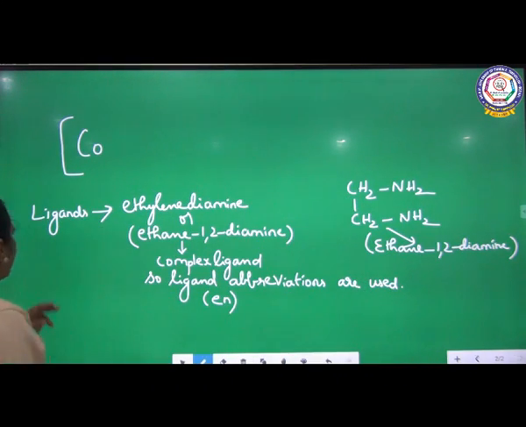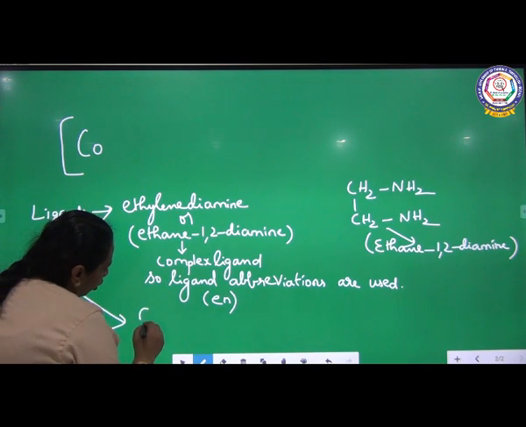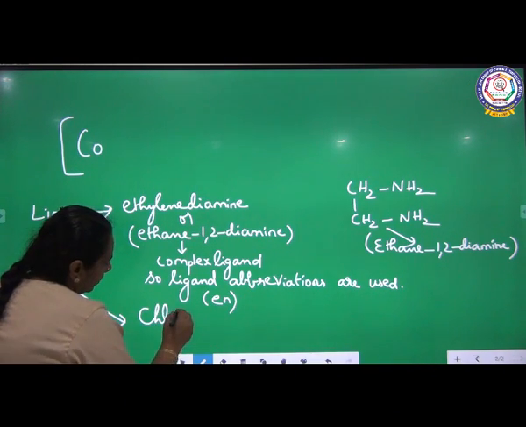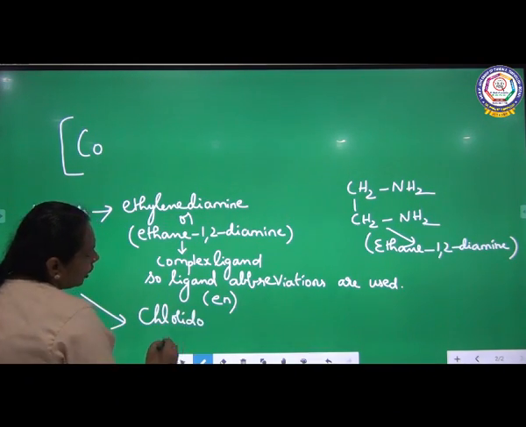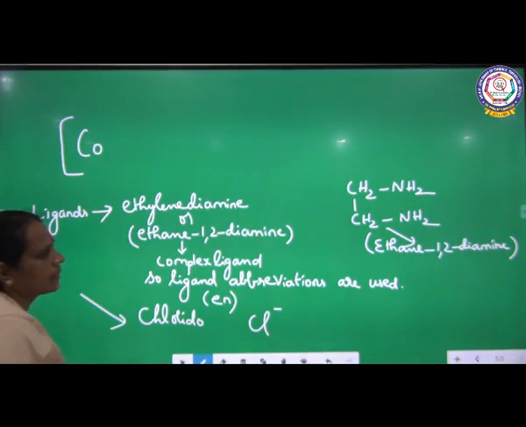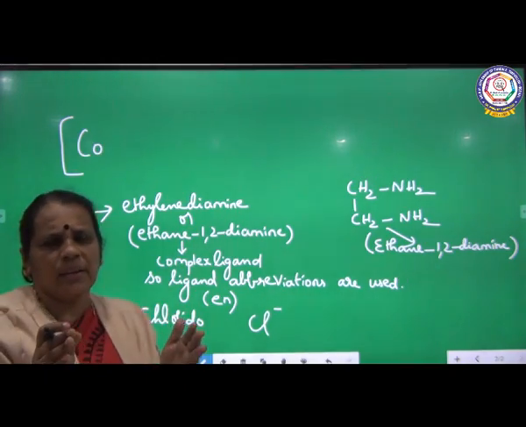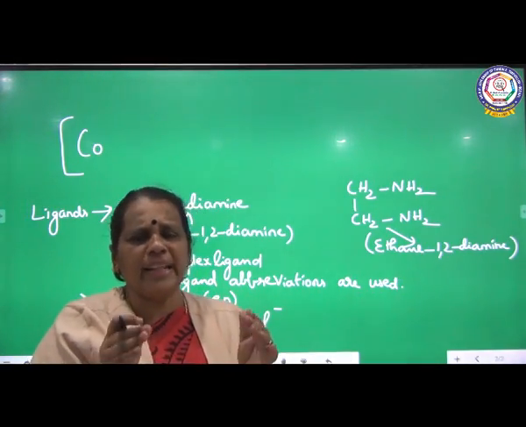And there is another ligand. The other ligand is dichlorido, chlorido. So we can indicate it by Cl minus. Already I told you, if you are going to arrange, there is a rule while writing the molecular formula.